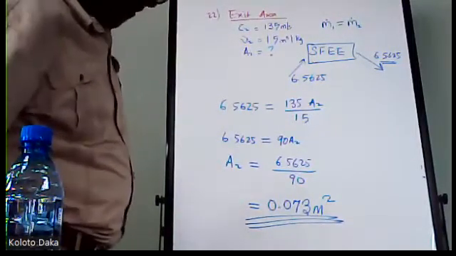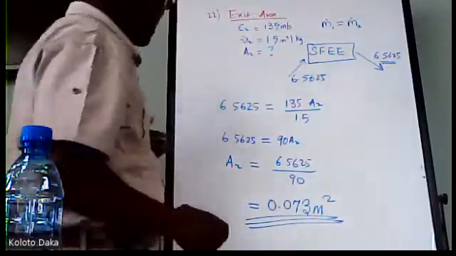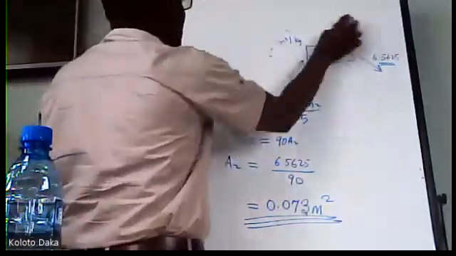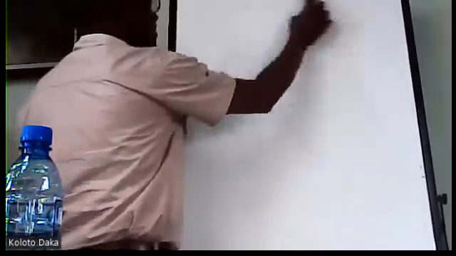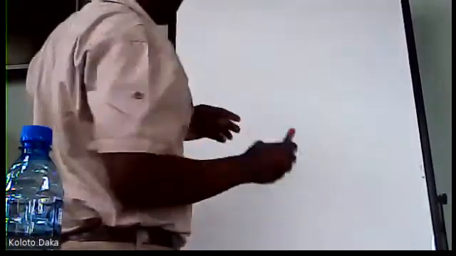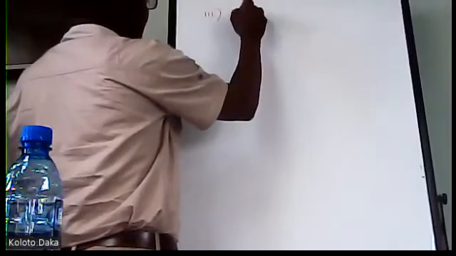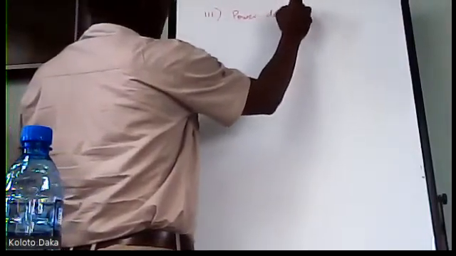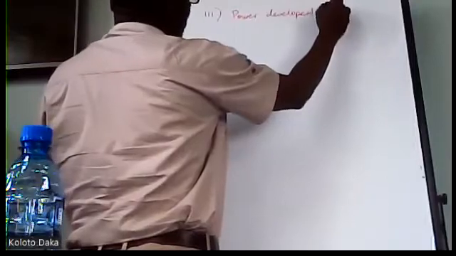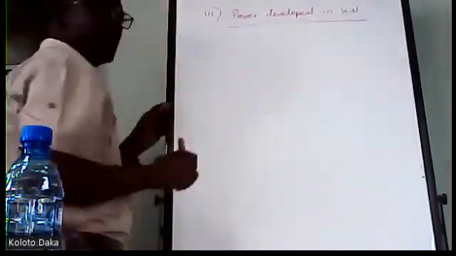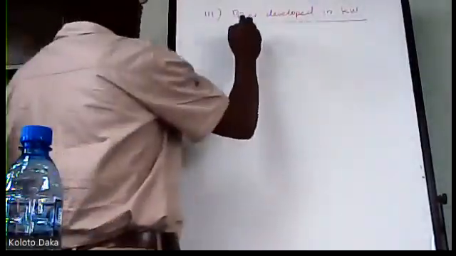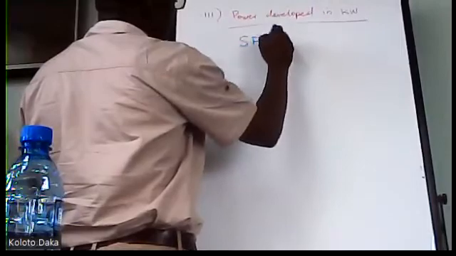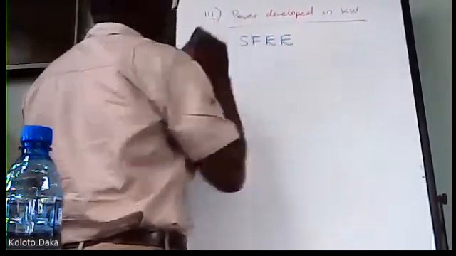Part C. Determine the power developed by the turbine system in kilowatts. So our third and last part: power developed in kilowatts. What is the power developed? The steady flow energy equation.